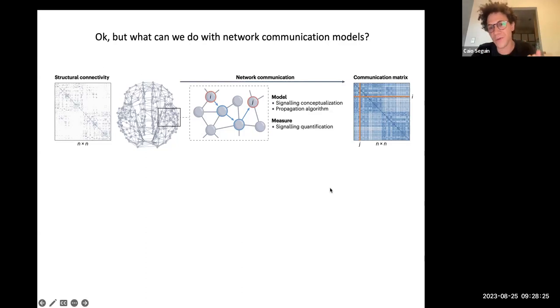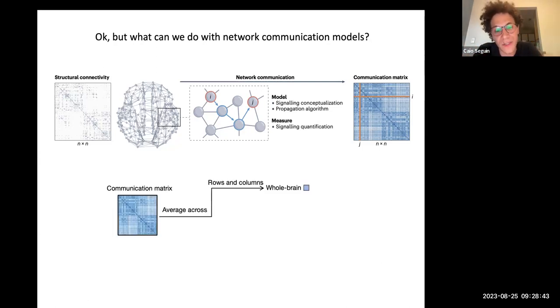So you have a model and a measure, and that gives you a communication matrix. So you went from a sparse structural connectivity matrix to a full communication matrix where you have a putative estimate of how every pair of nodes can communicate. And then with this matrix, you could do lots of different things. If you average it across rows and columns, you get a single value for a whole brain that tells you how efficiently that network can send information according to a certain measure.